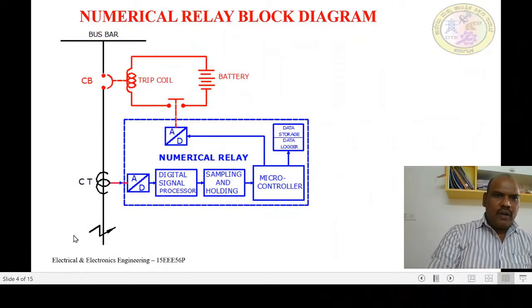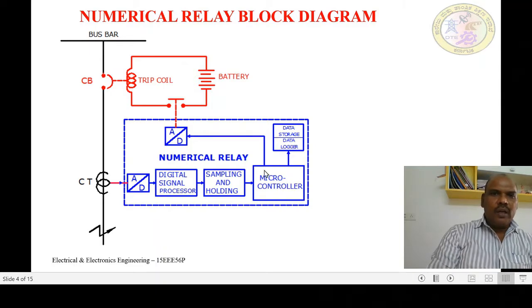Assume that there is a fault in this place. When there is a fault here, heavy current will flow in this line, and this heavy current is reduced to a smaller value in a particular CT ratio, and it is fed to the analog to digital converter. This digital signal is processed in this digital signal processor. In this digital signal processor, the signal is modified as per the requirement of the microcontroller. So this signal is fed to the sampling and holding circuit, which is then fed to the microcontroller.